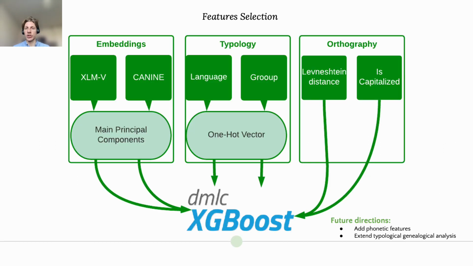I used three types of features. The first is embeddings from transformer models: one, subword-based XLM-V, and second, character-based CANINE. I used PCA to pick 16 components for each of the embeddings. Second, I used language and language group identity. Third, I used character level information: Levenshtein distance on character level between the pairs of words, and the information whether one of the words is capitalized, because often derivatives come from proper names.